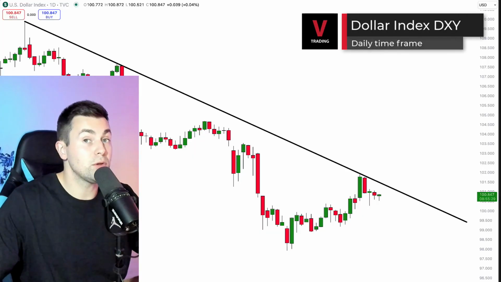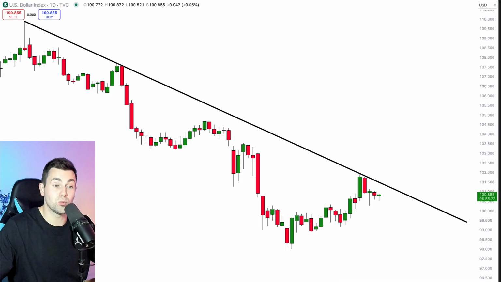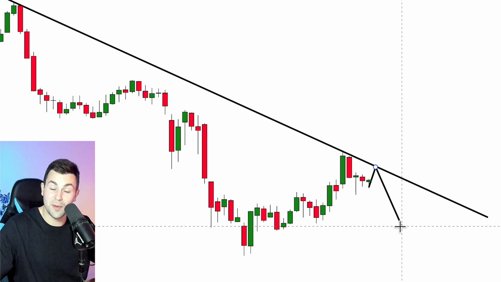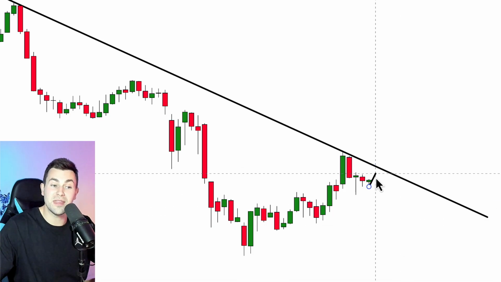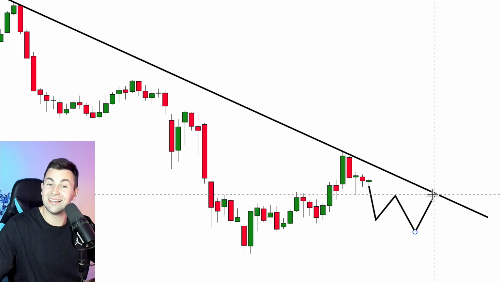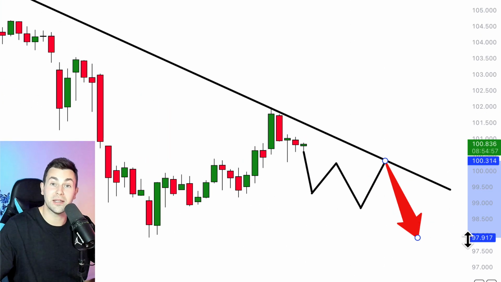And that's an example of a dynamic resistance on the dollar index. This falling trend line is a dynamic resistance because with time this trend line moves. If the index goes up now, our resistance will be here, and from that point we will expect a bearish movement. But if the index drops and spends some time below that trend line and then tests that, our resistance will be here, and from that point we will expect a bearish movement.